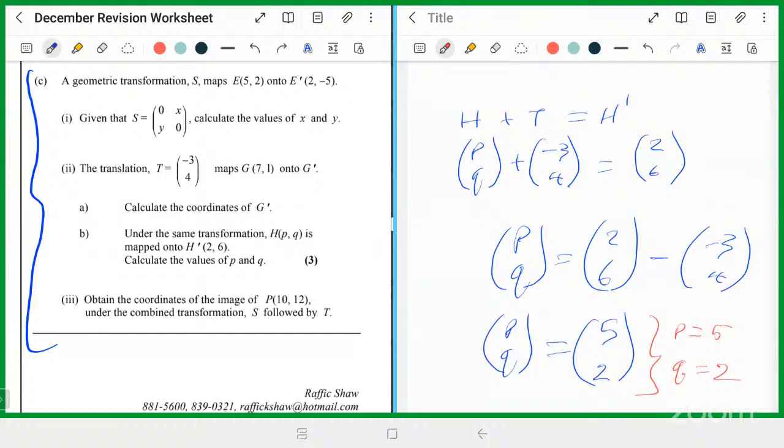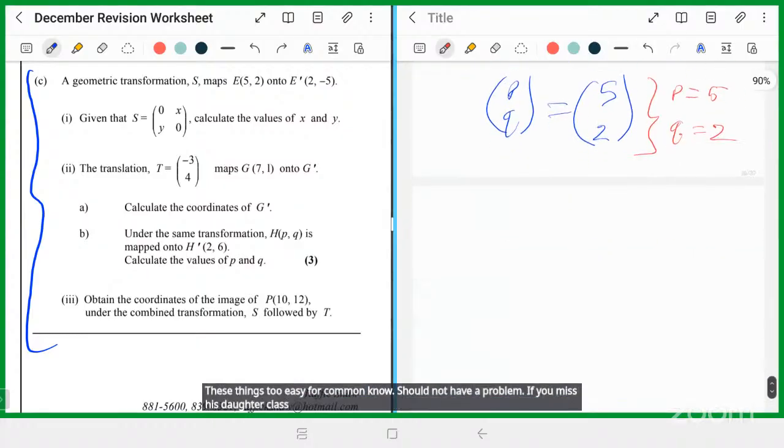Very good. Easy question. Easy. This is the kind of thing set on an exam paper, you know. The guys should not have a problem. Right? They should not have a problem. These things are too easy. So a lot of people come and know. Should not have a problem. If you miss the start of the class, you can watch the video.